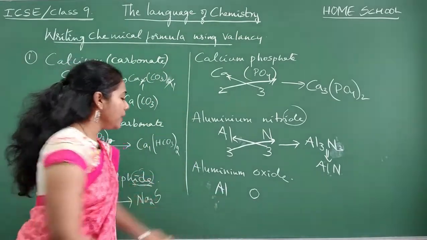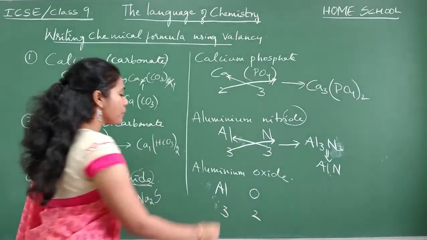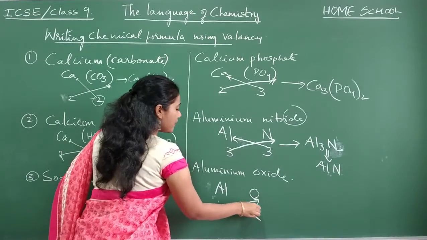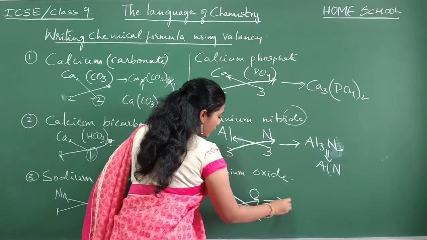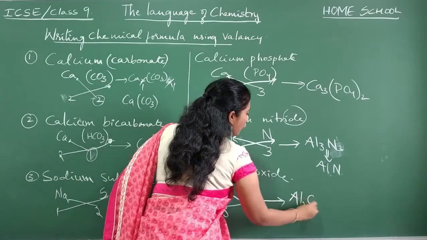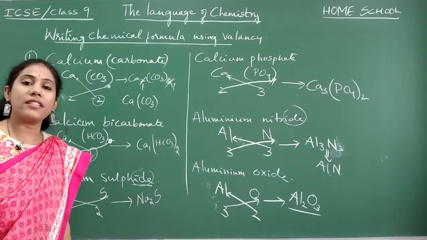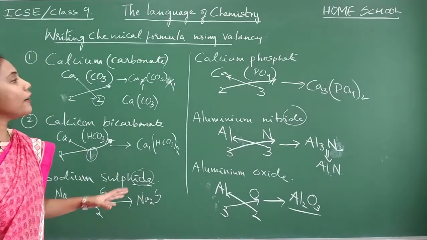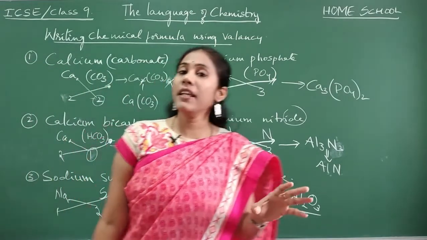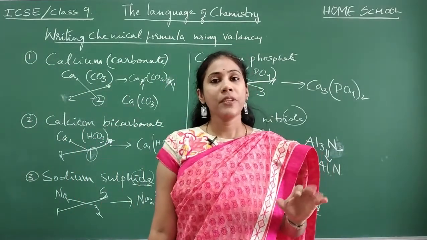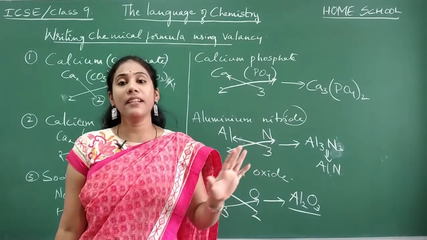Fine. Aluminium's valency is 3, oxygen's valency is 2, guys. So this digit goes here, this digit comes here. So what do you write now? Al2O3 is the formula of aluminium oxide. Okay, so this is how you can use the crisscross method to write the chemical formulae of most of the compounds. But you cannot use this method for all the chemical compounds.